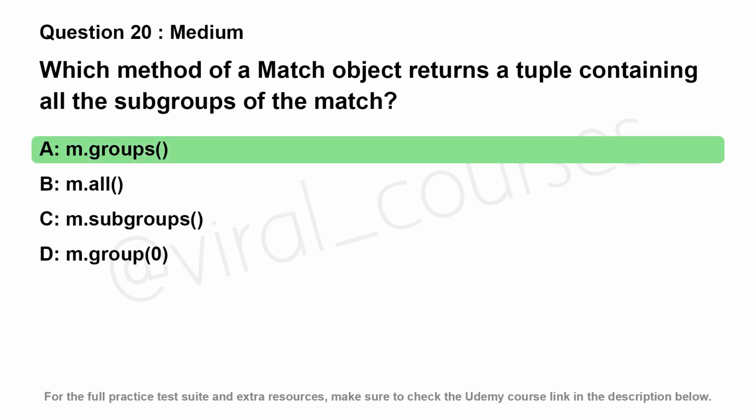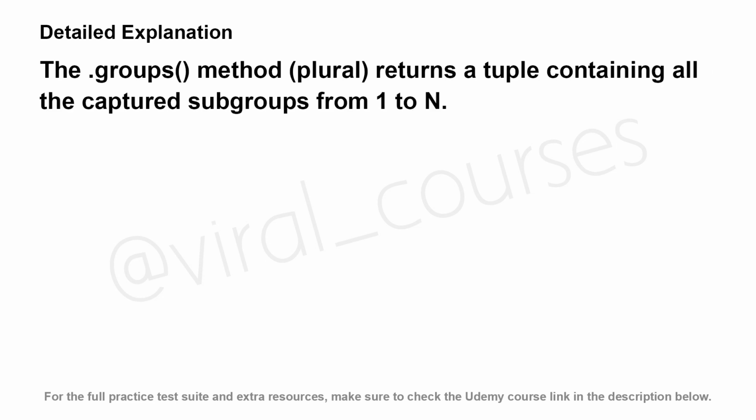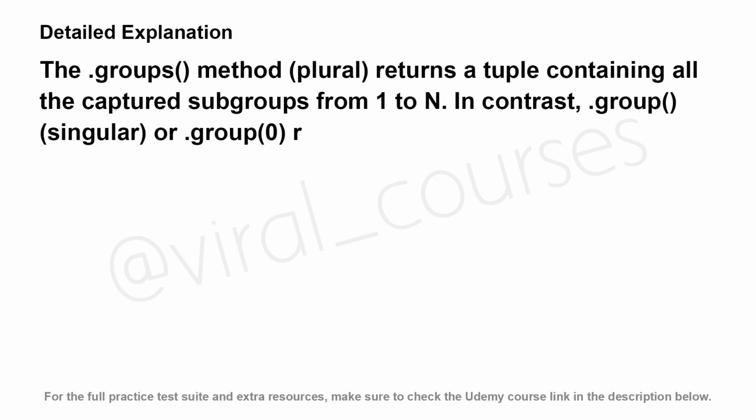The correct answer is A. The groups method, plural, returns a tuple containing all the captured subgroups from 1 to n. In contrast, group, singular, or group(0), returns the entire match.